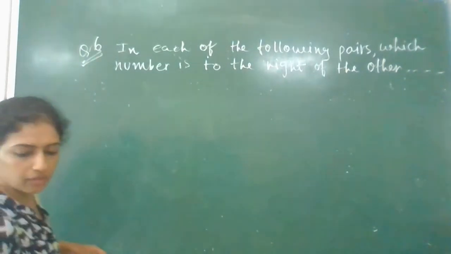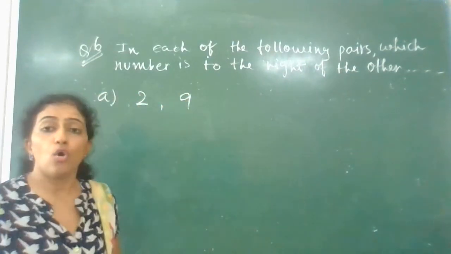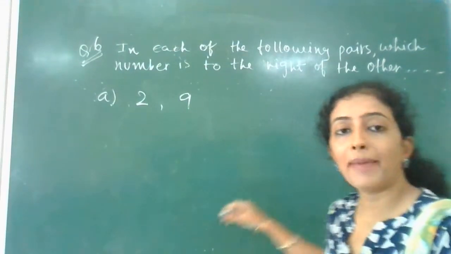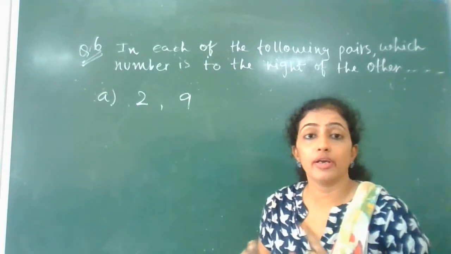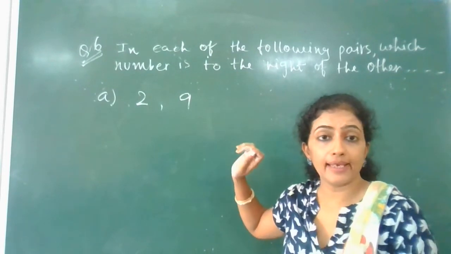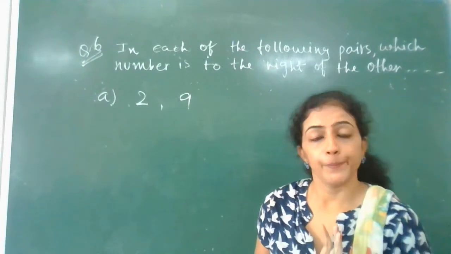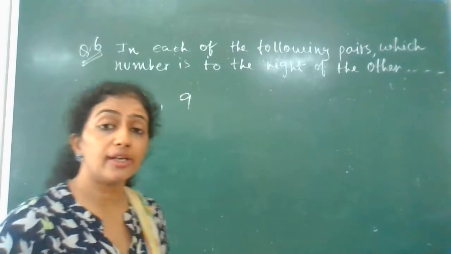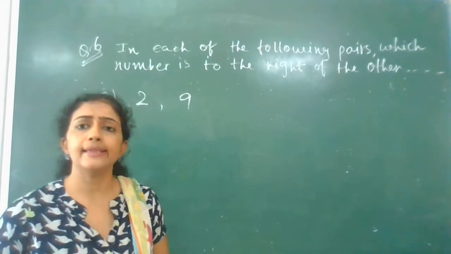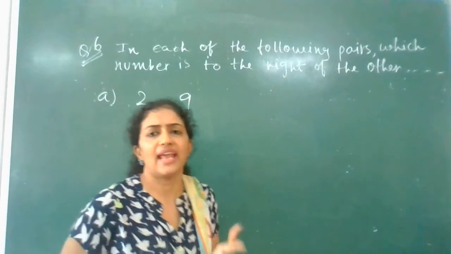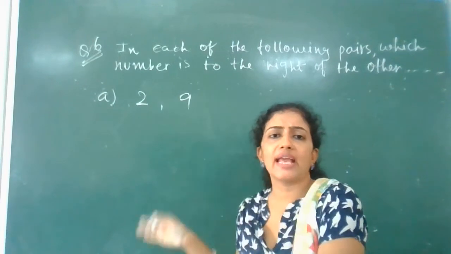Now, here you are given a pair of numbers, 2 and 9. Now here you have to tell if I present these two numbers on the number line, which will come on the right side and which will come on the left side. Here I am not allowed to draw the number line. Then how, without drawing a number line, can I say which of these two numbers is on the right side on the number line?